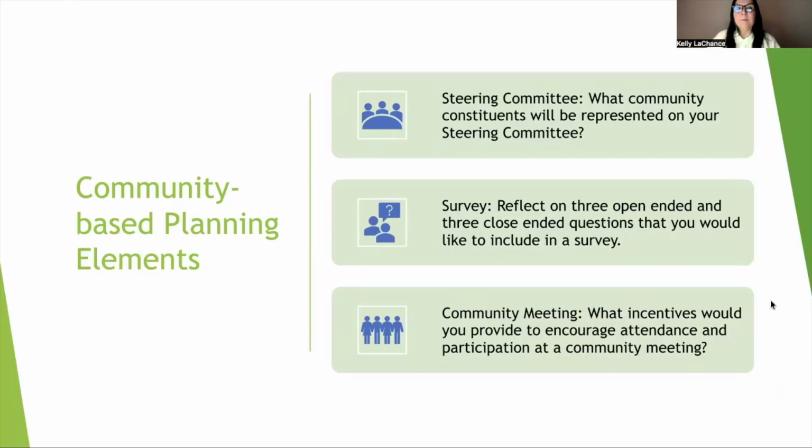So let's look at the community-based planning elements. So we talked about the steering committee a little bit. So we'll cover that a little bit right now, but in our upcoming workshops, we'll go more in depth than that. So looking at the steering committee, what community folks would be represented on your steering committee? So it's a good idea right now to think about that. And we'll get more into the criteria as well.